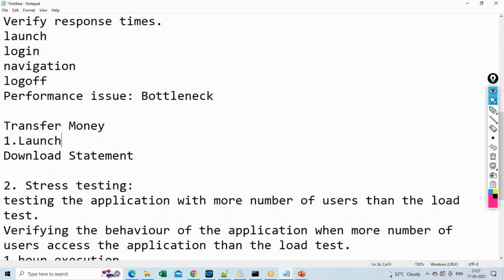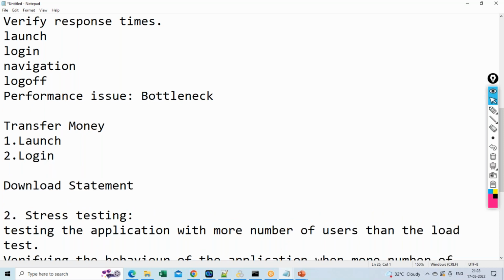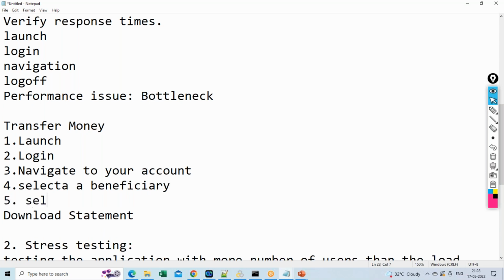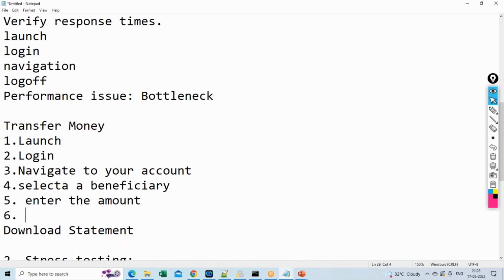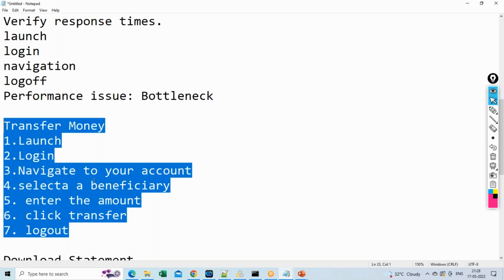First, we have to launch the application. I'm just writing down the steps for transfer money. What is the next step? You need to log in, right? The next step would be to navigate to your account. Obviously, the next step might be to select a beneficiary to whom you want to send an amount, then enter the amount you wish to send, and then click transfer. Then you log out. These are the steps that we test as part of transfer money.